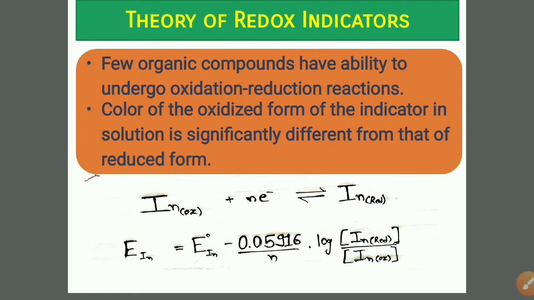For a given redox indicator, the standard potential of the indicator is constant. That means the potential of the indicator will only depend upon the ratio of the reduced form of the indicator divided by the oxidized form of the indicator. So the color of the indicator in the solution only depends upon this ratio. Ultimately, the potential of the indicator also depends upon this ratio. That means as the potential of the indicator changes, the ratio will also change, and so the color of the solution also changes.